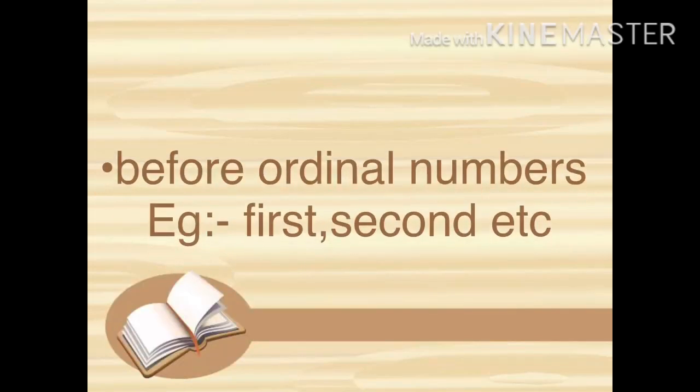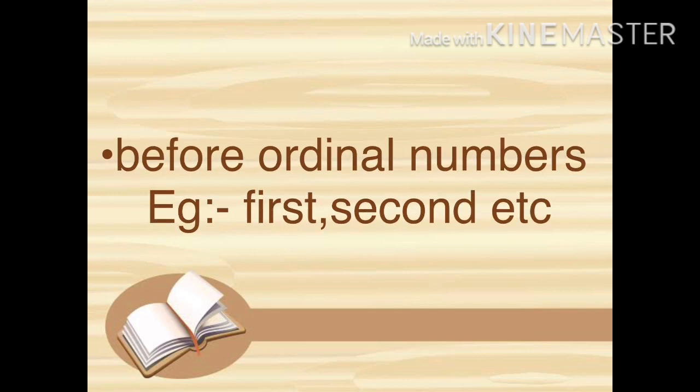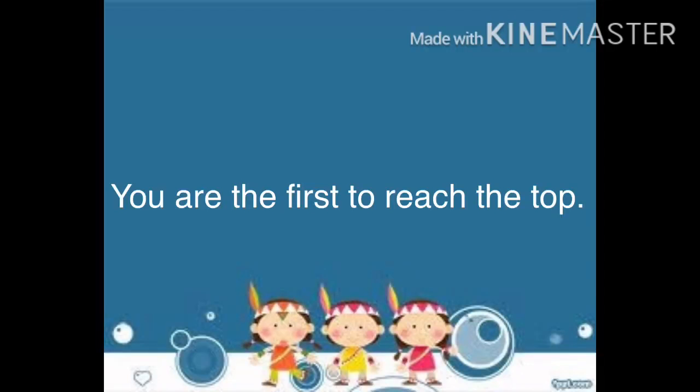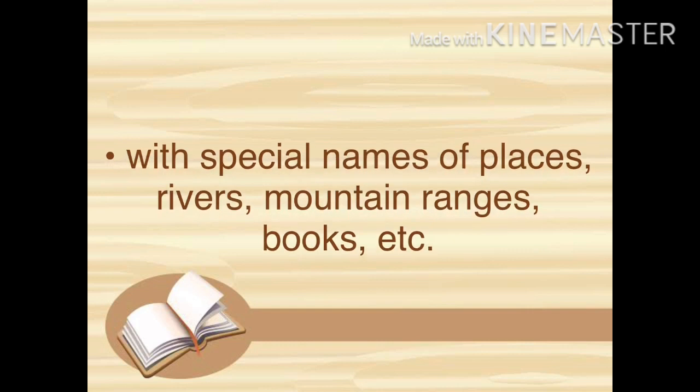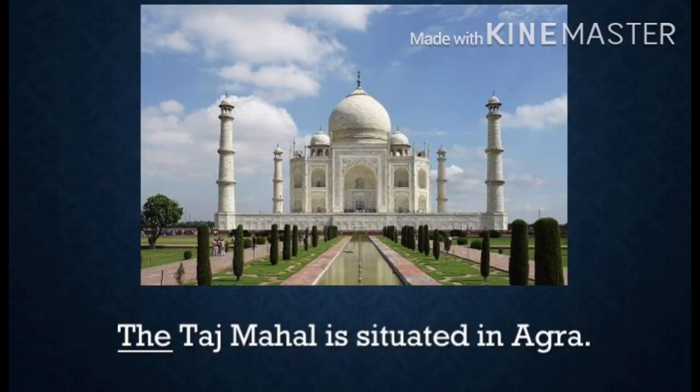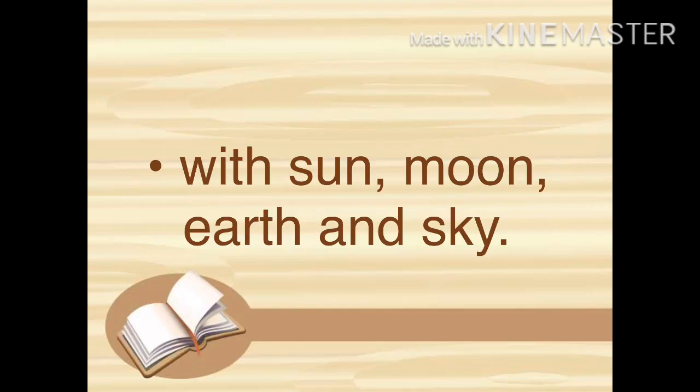Before ordinal numbers, example first, second. For example, you are the first to reach the top. With special names of places, rivers, mountain ranges, books, etc. For example, the Taj Mahal is situated in Agra. With sun, moon, earth, and sky.